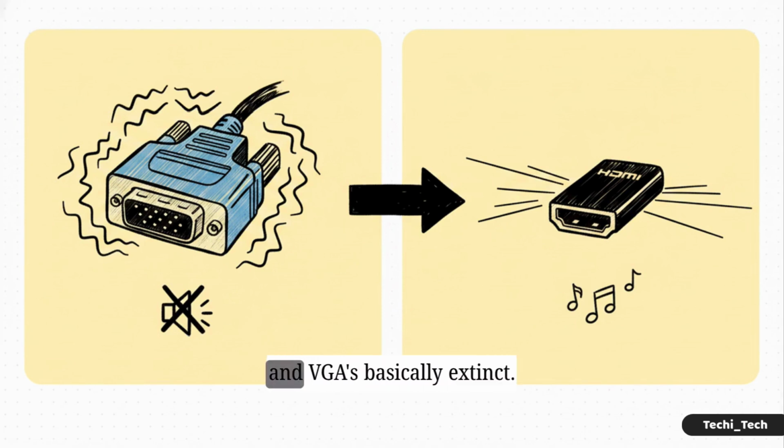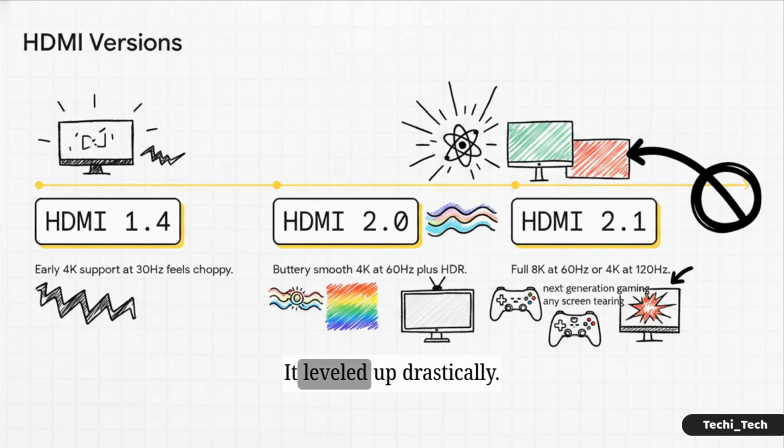Fast forward to 2025, and VGA is basically extinct. It's been completely consumed by HDMI. This slim digital trapezoid is an absolute beast, giving you crystal clear video and high-def sound all woven into the exact same cable. And HDMI didn't just sit still. It leveled up drastically. Early HDMI 1.4 could do 4K, but only at a pretty choppy 30 Hz. Then HDMI 2.0 brought us buttery smooth 4K at 60 Hz, plus high dynamic range for those deep popping colors. Today, HDMI 2.1 is practically nuclear. We're talking a massive 8K at 60 Hz, or 4K at a silky 120 Hz. It's flawless for next-gen gaming without any screen tearing.